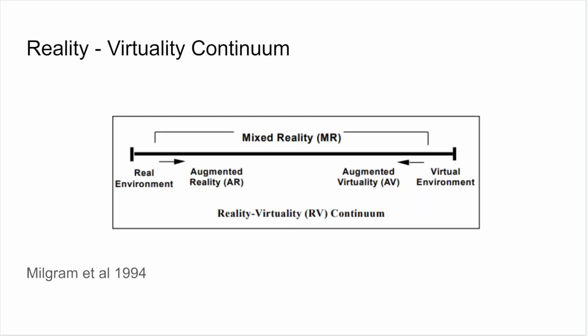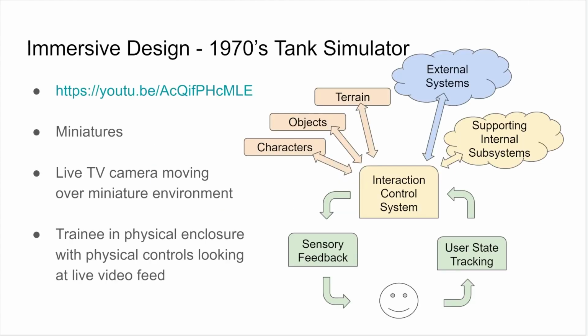As we move away from the real environment to the virtual environment, we need to be more rigid. We can see that in our next example, which is a 1970s tank simulator. This is what people actually used to train tank crews back in the 70s. I really love this example because this is before we had all these advanced computer graphics to generate virtual environments, 3D objects and textures and particle effects and things like that.